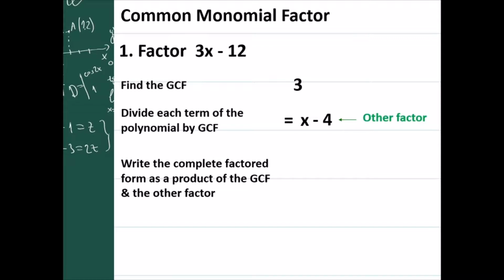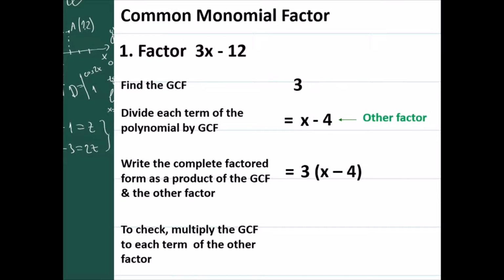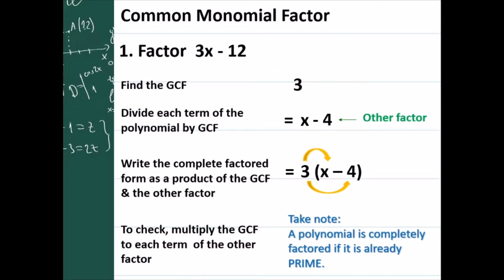Then write the complete factored form as a product of the GCF and the other factor. So we have 3 times the quantity x minus 4. To check, multiply the GCF to each term of the other factor. Let's multiply 3 times x and 3 times negative 4. Take note, a polynomial is completely factored if it is already prime.